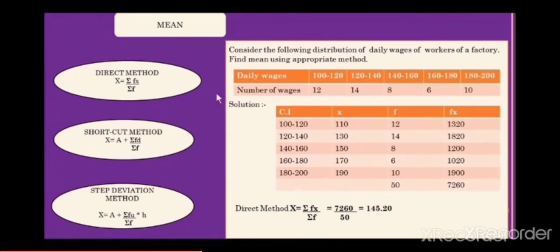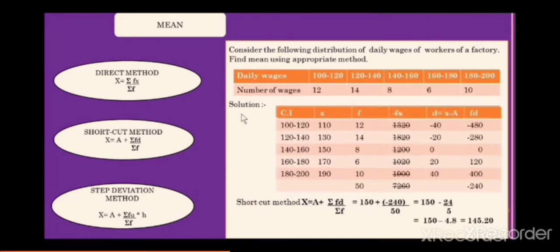You should remember, the direct method means we have four columns. Next we will see the second method, the shortcut method, also called the assumed mean method. The shortcut method and step deviation method are useful for such big data, like 100 to 120. If the class interval is very small, like 0 to 10, 10 to 20, we can proceed with the direct method. But the shortcut method will be easy for such big data.